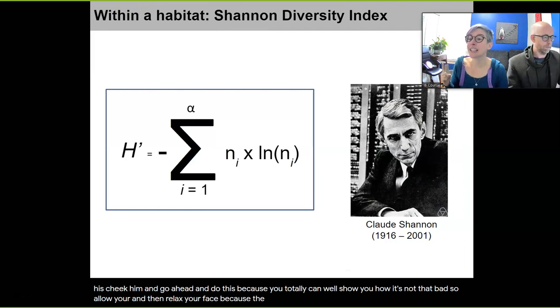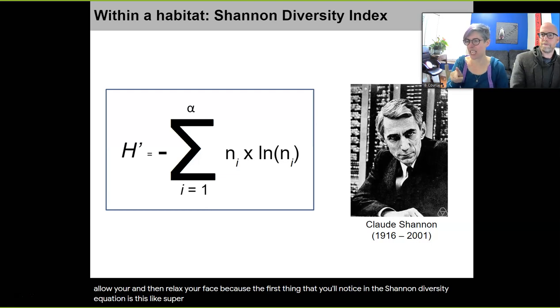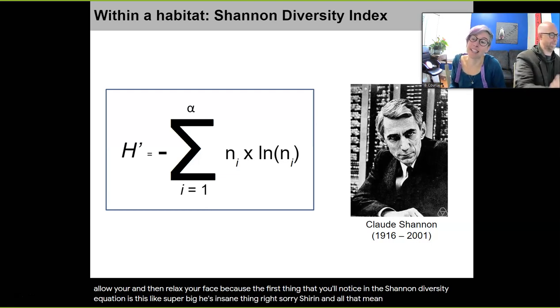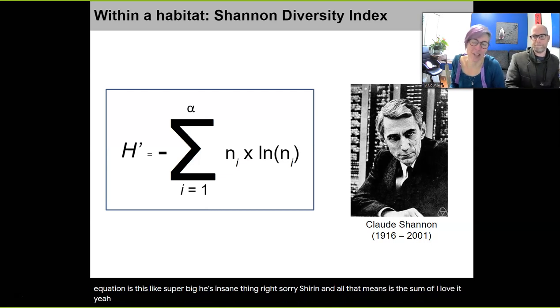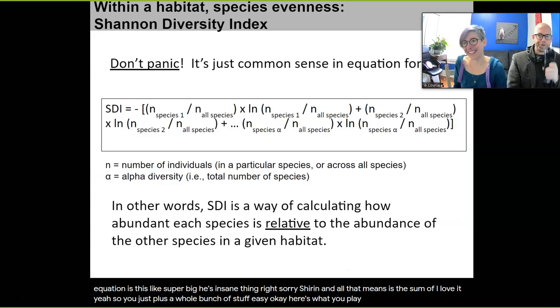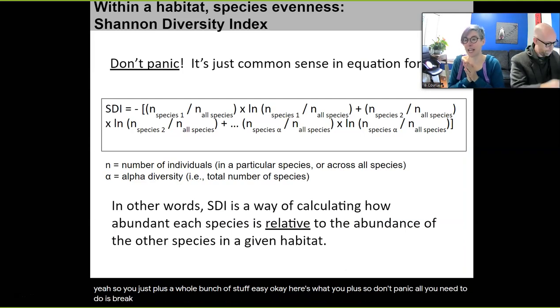Because the first thing that you'll notice in the Shannon Diversity equation is this super big E zigzag thing, right? Summation! And all that means is the sum of. And I love it. So you just plus a whole bunch of stuff. Easy. You got this. Okay. Here's what you plus. So don't panic. All you need to do is break it down, okay?